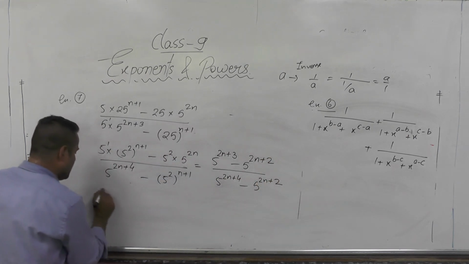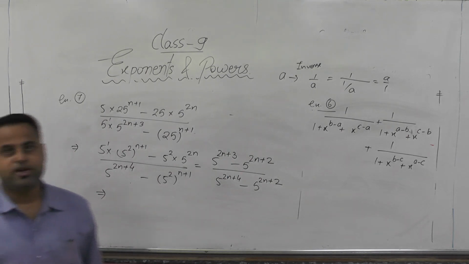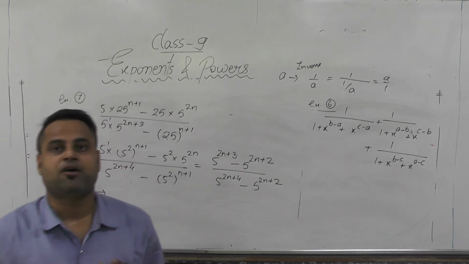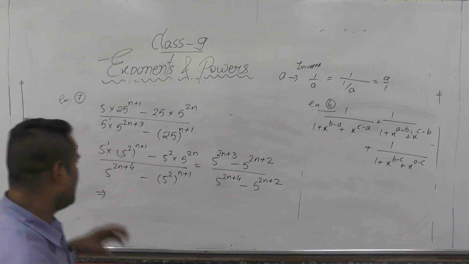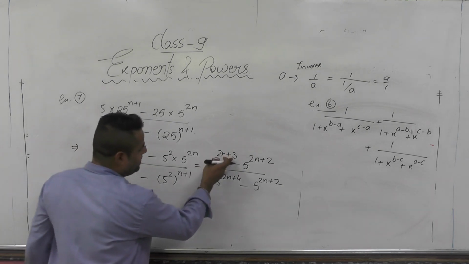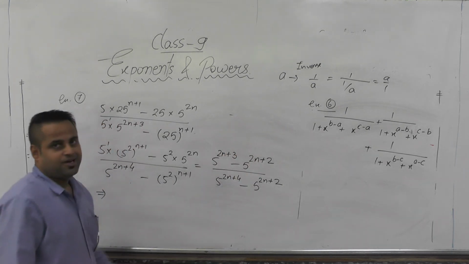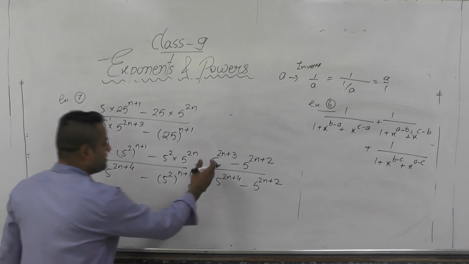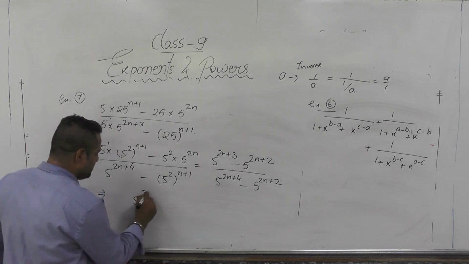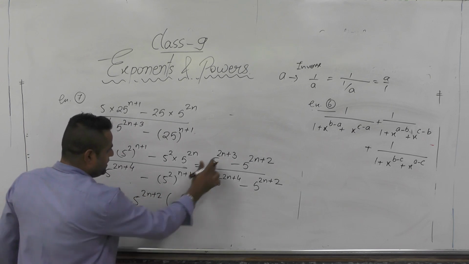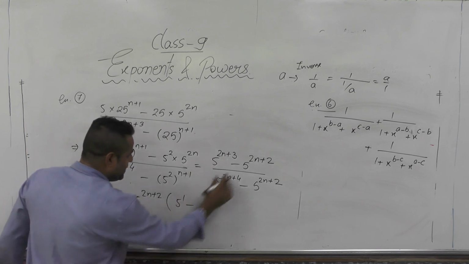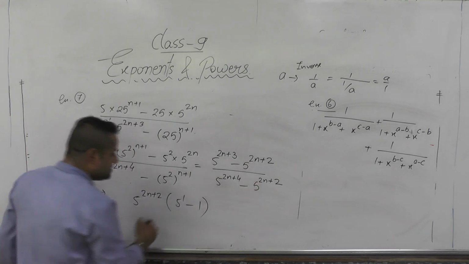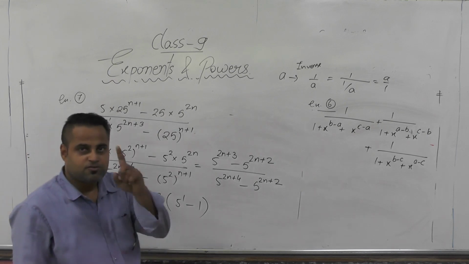Now what you need to do is take the maximum power that you can take. From 2n plus 3 and 2n plus 2, we can take the least common power as 2n plus 2. So I am taking 5 to the power 2n plus 2 as common. Here 5 to the power 1 will remain. Here nothing will remain, and where there is nothing, there is 1.